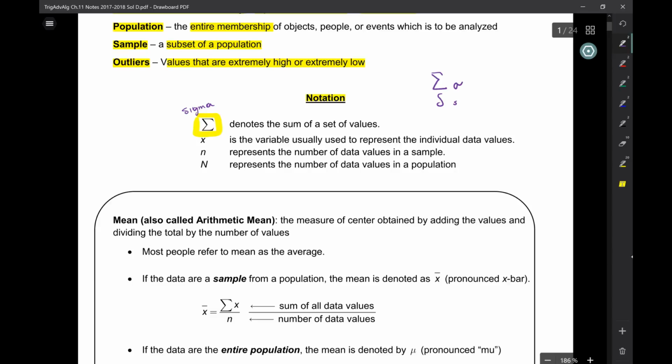No, that's sigma. Okay, so sigma in math means sum. Because sum, S, sigma, S.